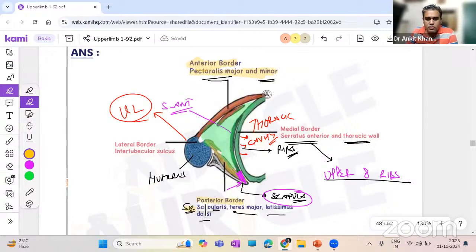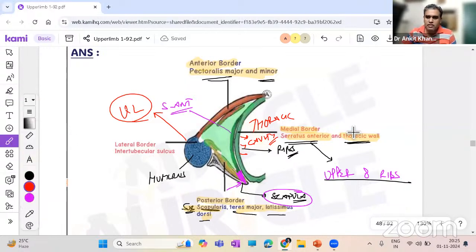Posterior border, posterior wall by subscapularis and the muscles on the posterior side. Medially, we basically have the thoracic wall and the serratus anterior muscle. Now here, we can't include the entire thoracic cage because that will be huge, because we have to reach the upper limb only, no? So when we say thoracic wall, we actually mean the region related to a maximum of the upper 4 ribs only.